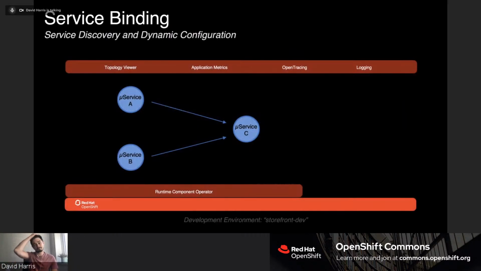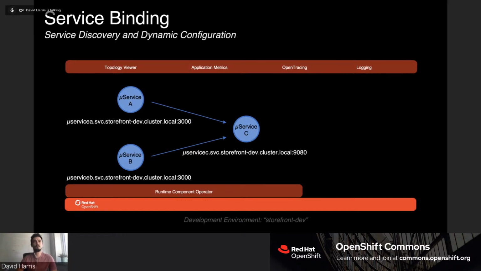How does it work? So if we look at an example, this is a very, very simple topology. I have microservice A and microservice B, which have a dependency on microservice C. If you're familiar with OpenShift and Kubernetes, this might be a typical location for those microservices. Storefront dev is the name of my namespace. Microservice A and microservice B are exposing on port 3000 because they're Node.js and that's their default. Microservice C is Java, and exposes on 9080.